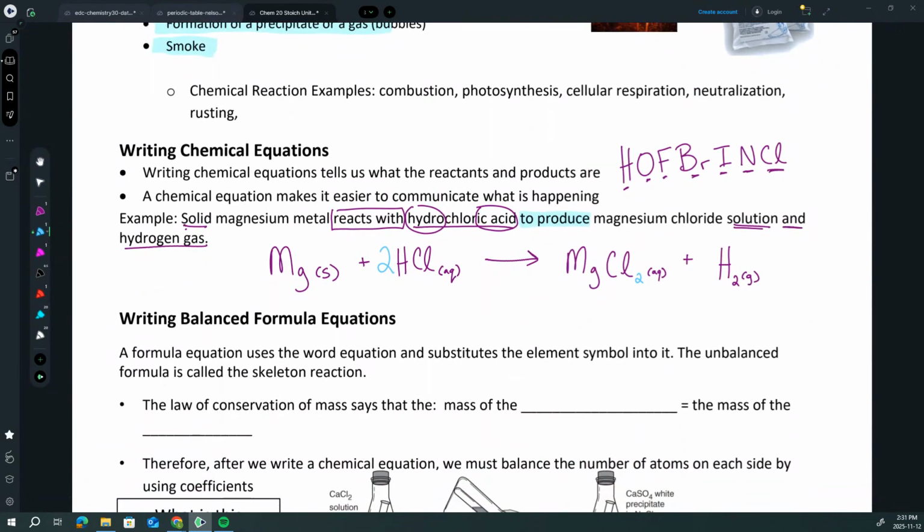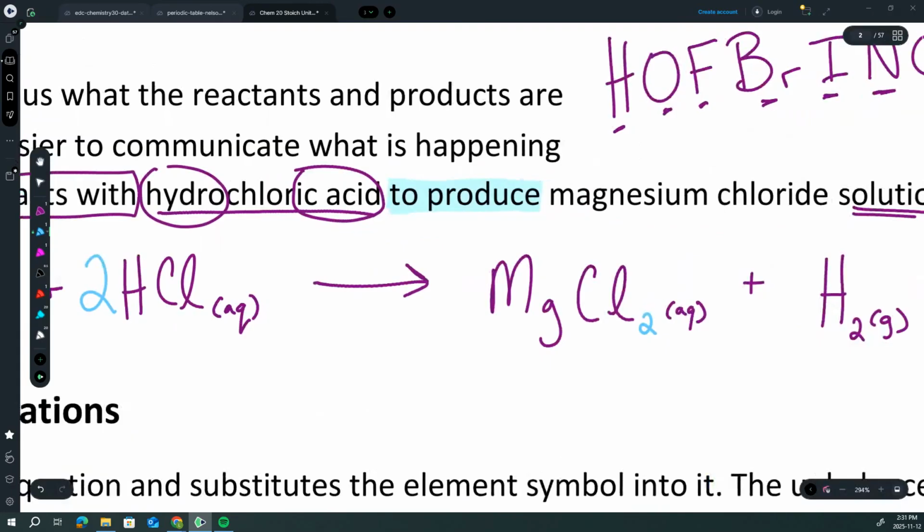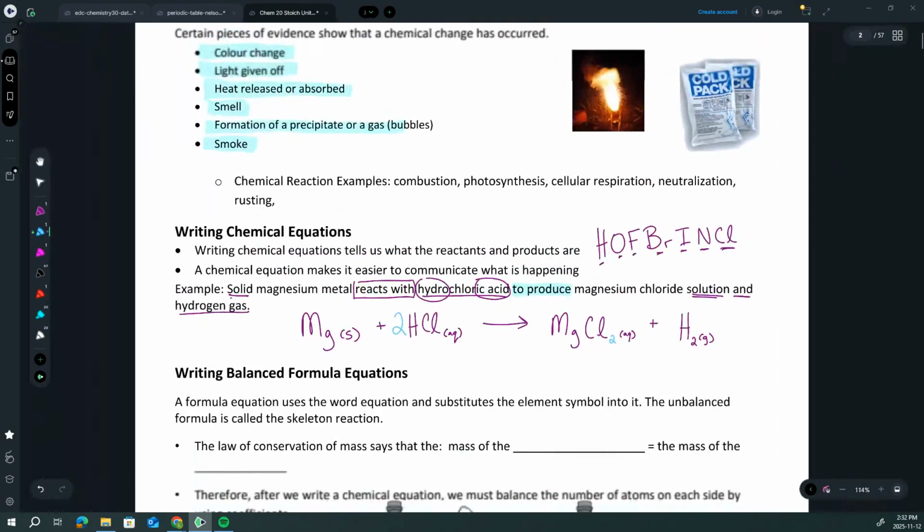Mostly where students get confused is they try to balance reactions by putting in subscripts. So this would be a subscript. However, subscripts are only used for balancing compounds. They're not used for balancing entire chemical reactions. That's the job of the coefficient.